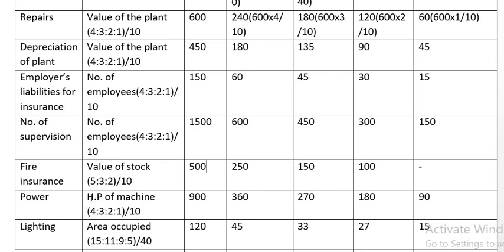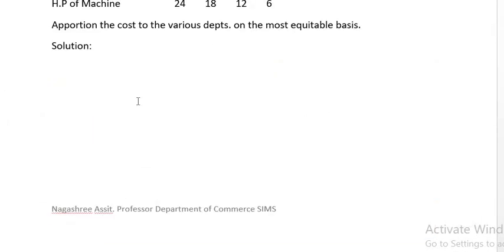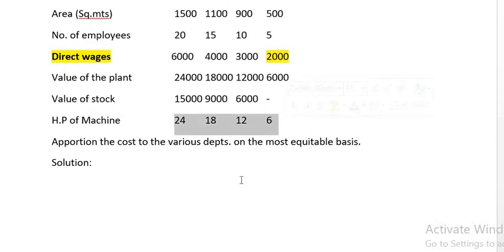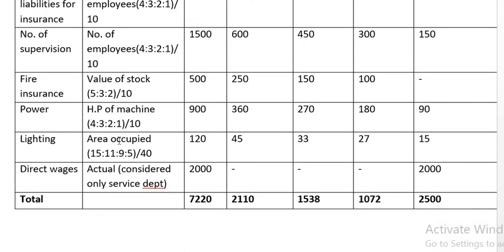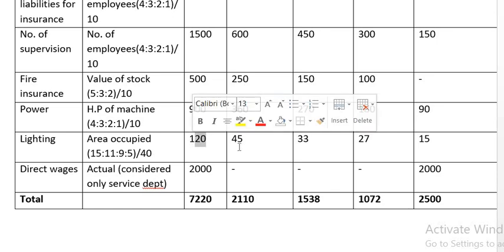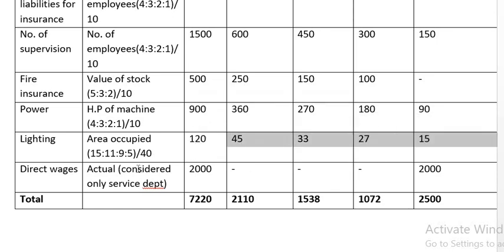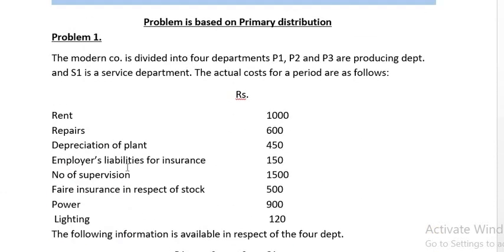Next, power. Power is on HP of machine: 24, 18, 12, 6. The ratio is 4:3:2:1, so we distribute the 900 on the basis of HP of machine to all four departments. Next, lighting. Lighting is on area occupied. We already have the ratios 15, 11, 9, 5, total 40. The 120 we distribute to all four departments. So I think we have taken all the overhead expenses.